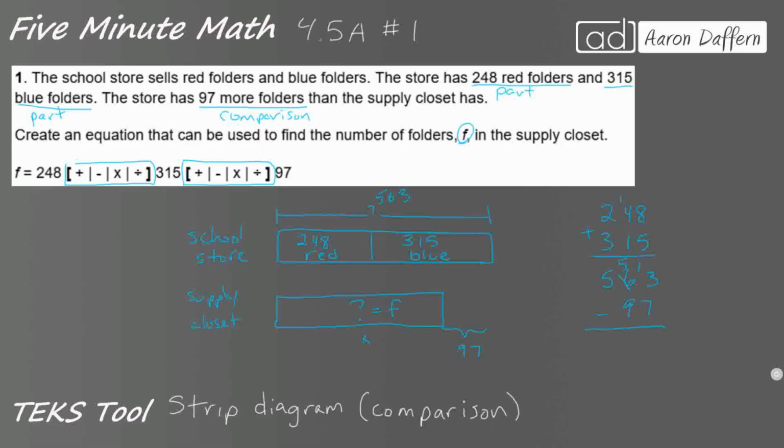So we subtract, and we need to regroup. That's going to be 6, it's going to be 15, another 6. 466, which, okay, that seems about right. What did we do? Well, we added 248 and 315, and then we subtracted 97.